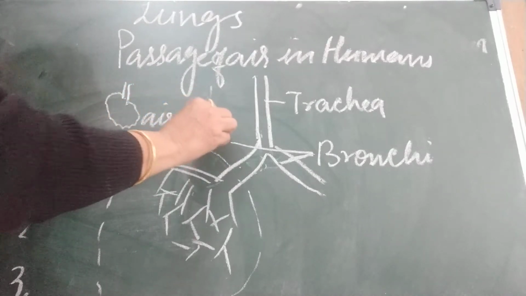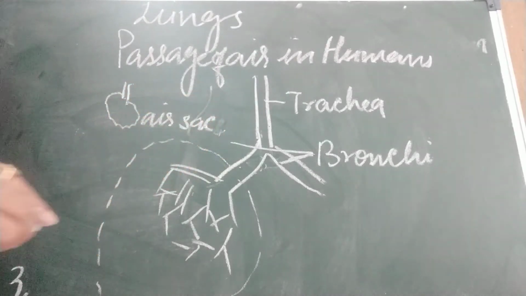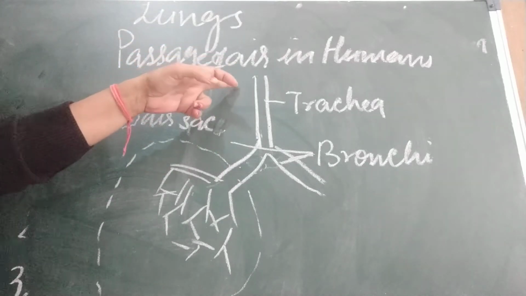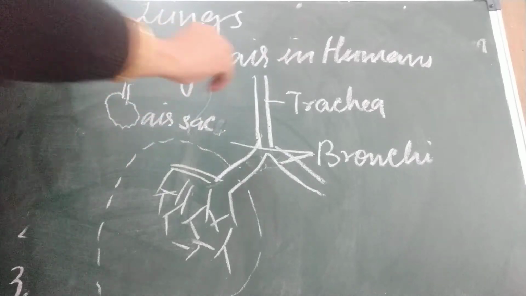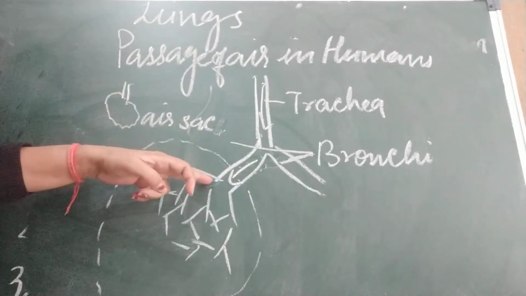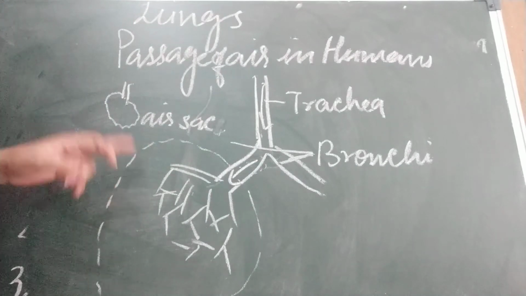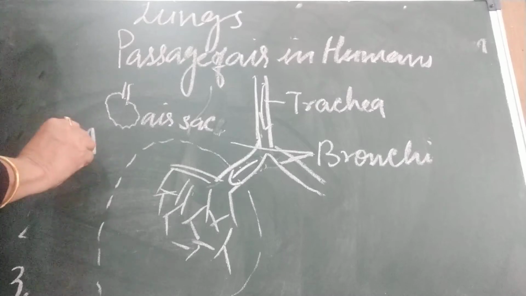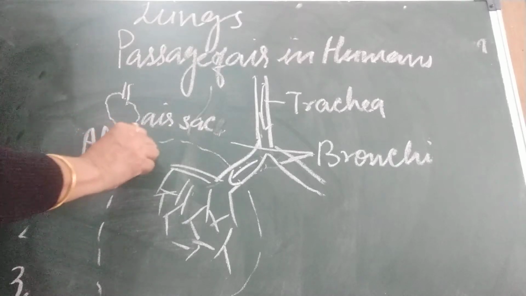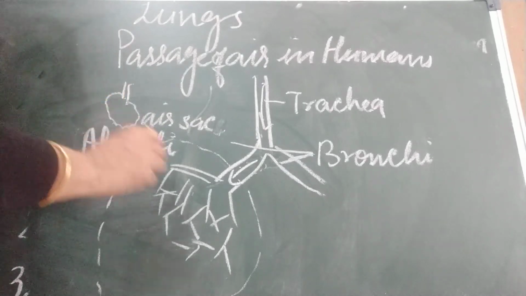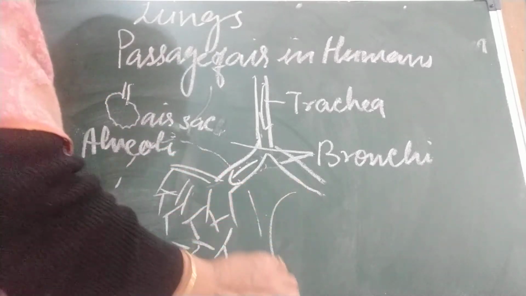Now children, the air goes from nostrils to the larynx. After the larynx it goes to the trachea. From the trachea it goes to the bronchi. From the bronchi it goes to the bronchioles. From the bronchioles it goes to the alveoli. This is what? Alveoli. Here exchange of gases takes place. How? These alveoli have a very rich supply.